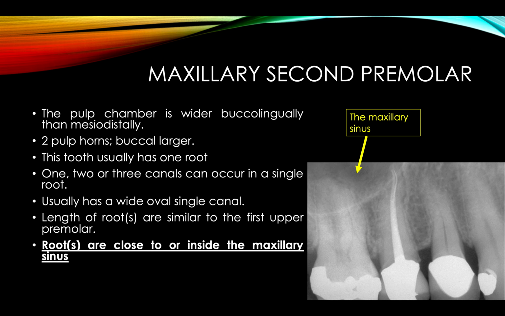Now, the roots, or the apical part of the roots, of this tooth are in close proximity to the maxillary sinus. So if you look at this radiograph, which shows the maxillary right first molar, the maxillary second premolar, the maxillary first premolar and part of the canine, and look at the apical part of the maxillary second premolar and the apical part of the roots of the maxillary first molar, you will find that they are in close proximity to or within the maxillary sinus.